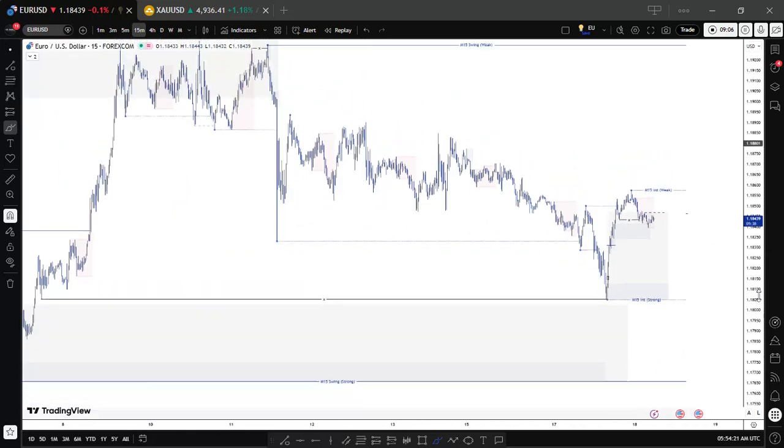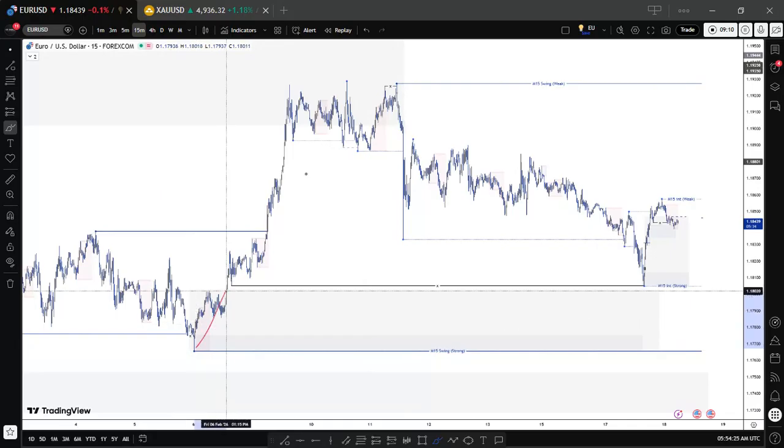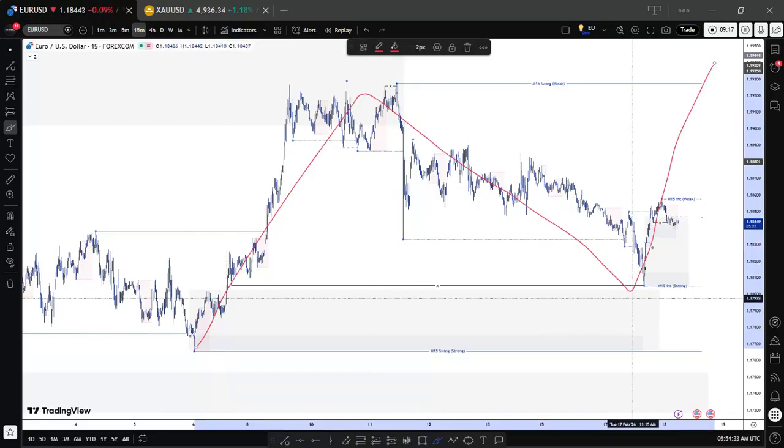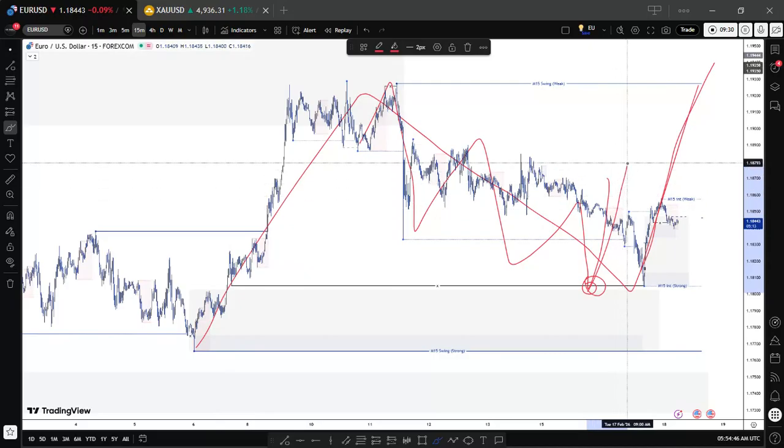what you should be focusing on, if this is the swing structure, is catching either the swing leg, or the swing pullback, or the continuation of the swing leg. The reason why we follow the internal structure is to play the internal pullback, a swing pullback, and once it shifts bullish, or even below here, we can look for longs anticipating that internal could shift bullish to catch the next swing leg.